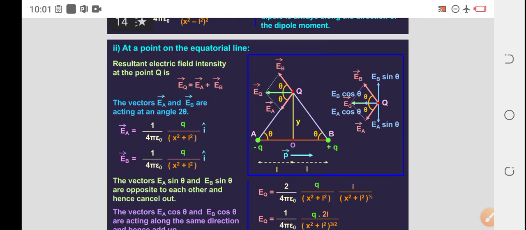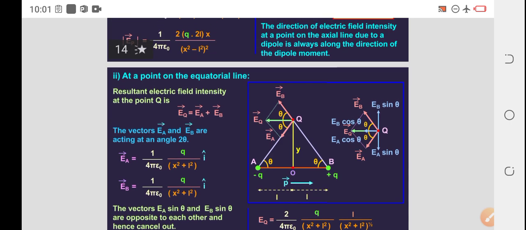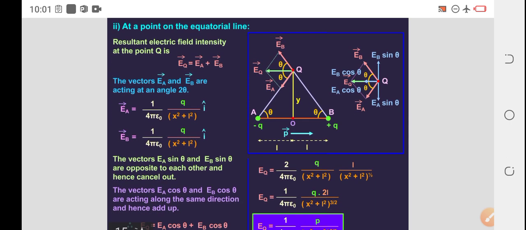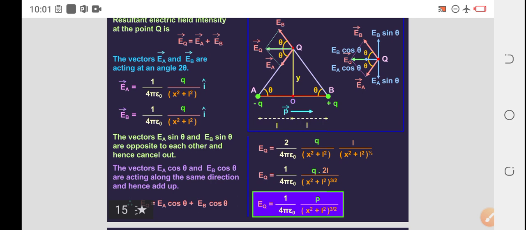Condition 2. At a point on the equatorial line, the resultant electric field intensity at point Q. Previously it was P, now it will be Q. That means EQ equal to EA plus EB, vectors of EA and EB acting at an angle of 2 theta. EA equal to 1 by 4 pi epsilon naught q by (x square plus L square). EB is 1 by 4 pi epsilon naught q by (x square plus L square) into i cap. The components E sin theta of EA and EB are opposite to each other.